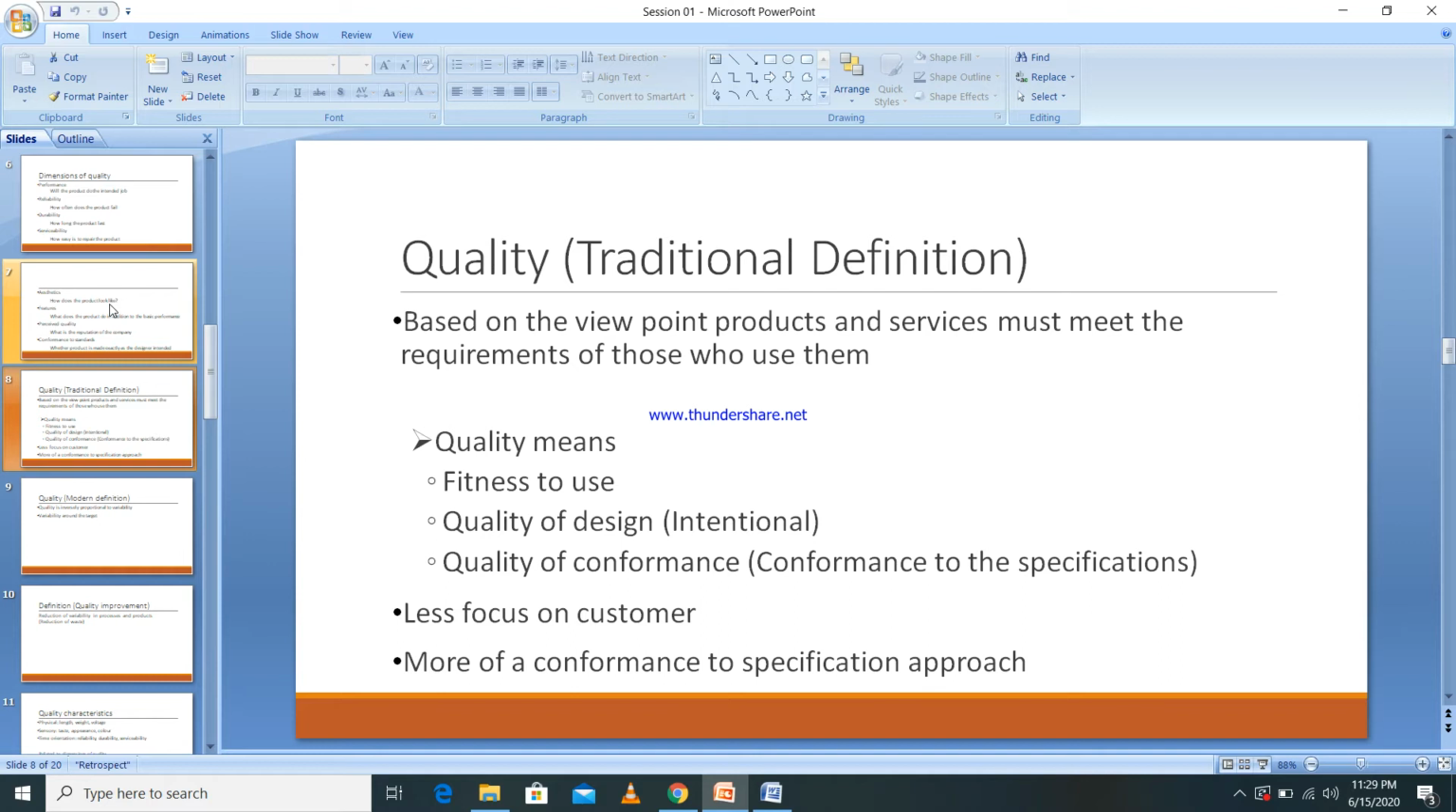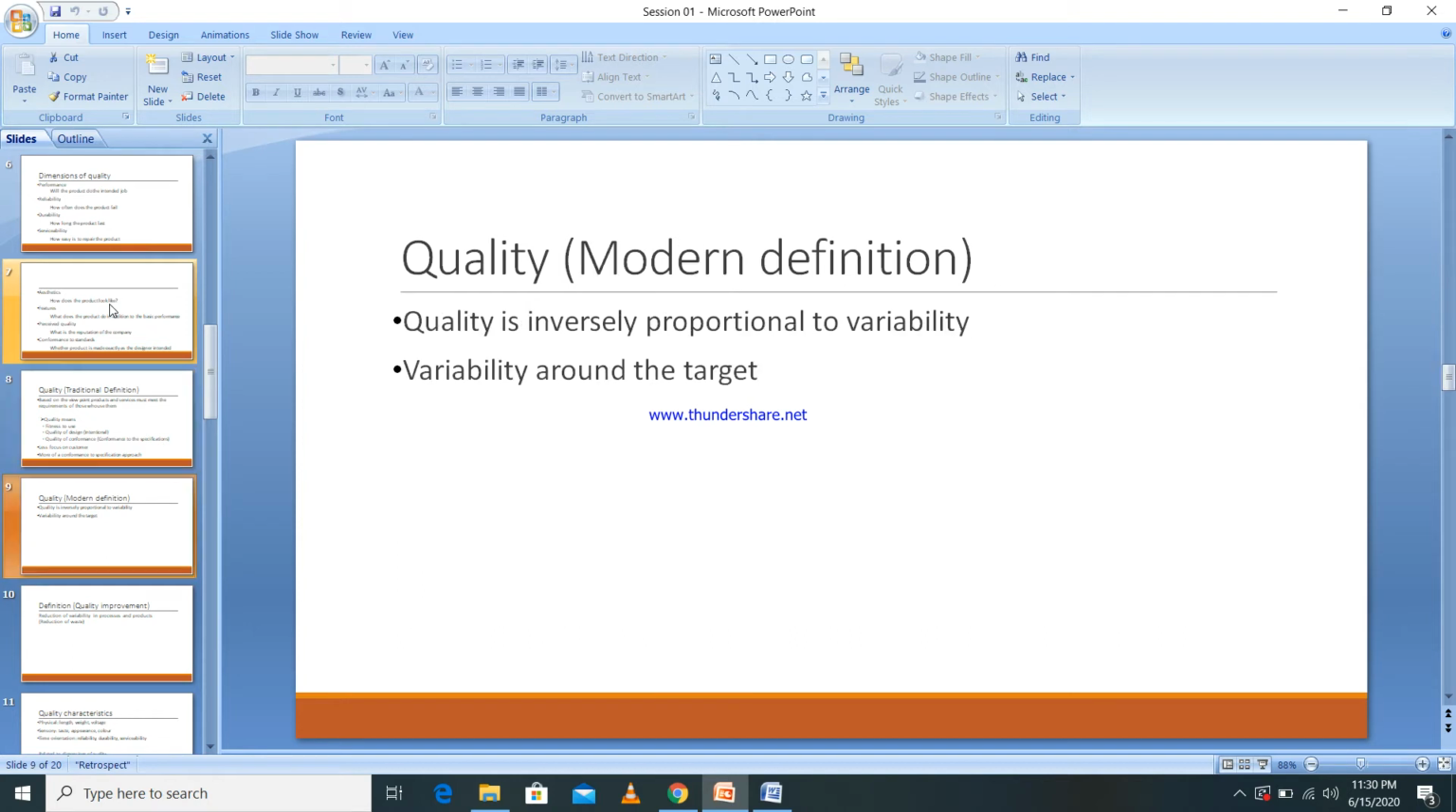It never worried about the customer. So in traditional theory, we had very little focus on the customer and more of a conformance to specification approach. We always worried about the design of the product, right? And less focus on the customer. But by now, everything has changed.